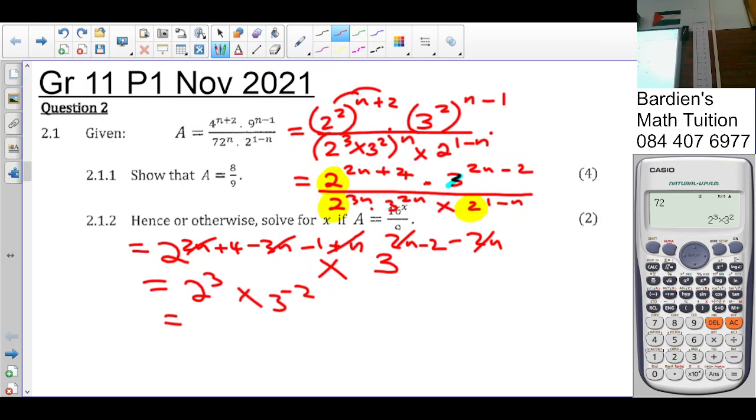So 2 cubed, what is 2 cubed? 8. Multiplied by 3 to the minus 2, which is 1 over 3 squared, which is 1 over 9. So the answer is 8 over 9. It simplifies into 8 over 9.